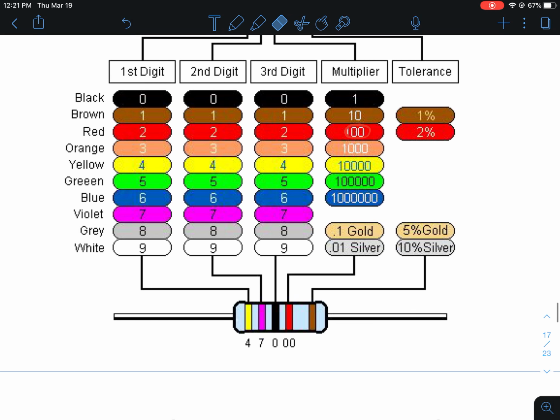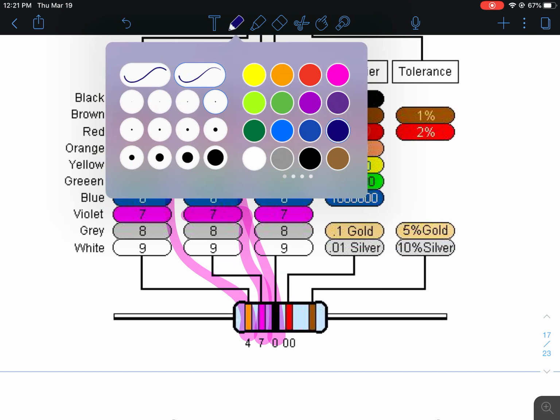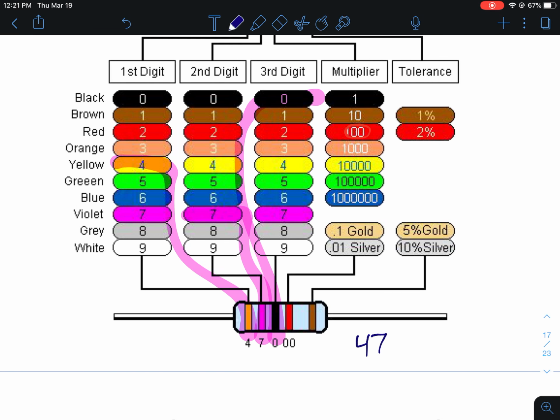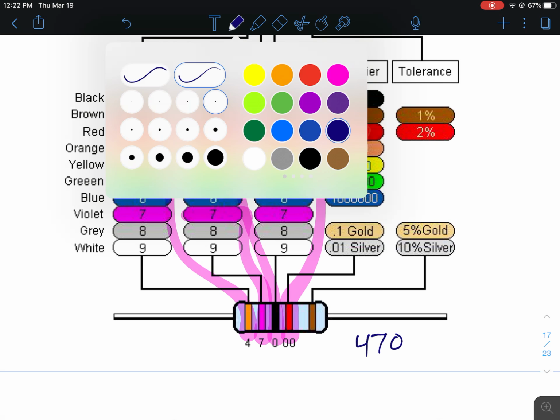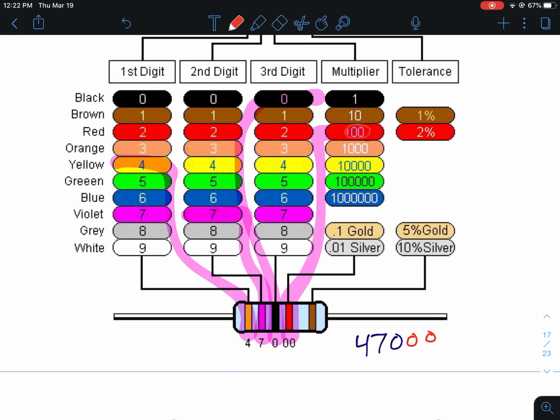If you look at the bottom one, it has 4 different colored bands, and then it has its tolerance. So it's got the 4, the 7, and the 0. So that's 470. And then it's got the multiplier as well, that is the red, which says 100. So that means you're adding 2 more zeros to it. So this would be 47,000 ohms of resistance.